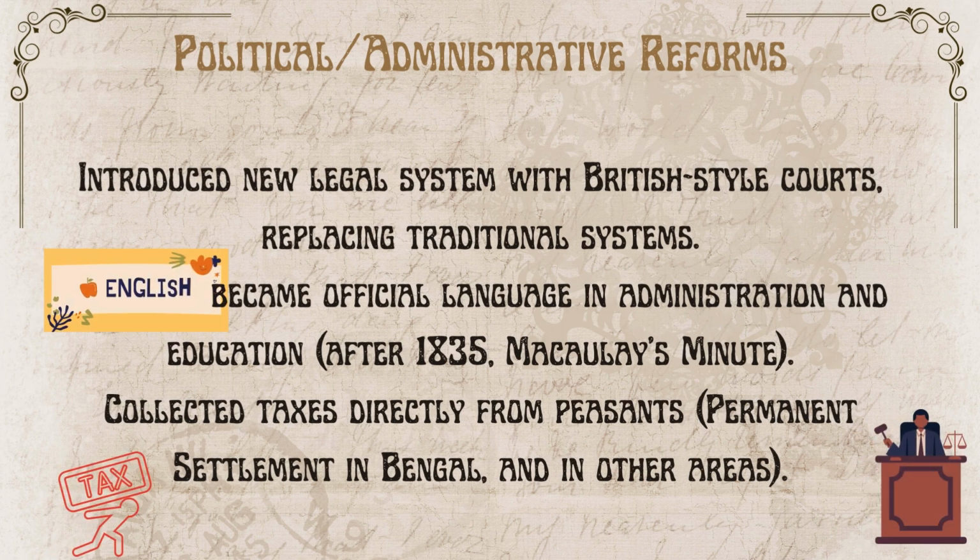Under political and administrative reforms, the company introduced a new legal system with British style codes, replacing traditional practices. In 1835, following Macaulay's Minute, English was declared the official language for administration and education. Taxes were collected directly from peasants through systems such as the Permanent Settlement in Bengal.